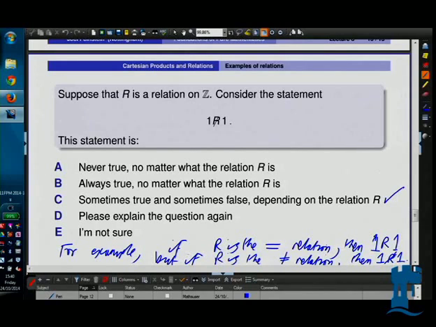And I heard some people discussing various other relations like the less than relation. If you use a strictly less than relation, then 1 is not less than 1, so 1 would not be related to 1. If you use a less than or equal relation, 1 is less than or equal to 1, so that's okay. You could use that. And so on. There's millions of examples.